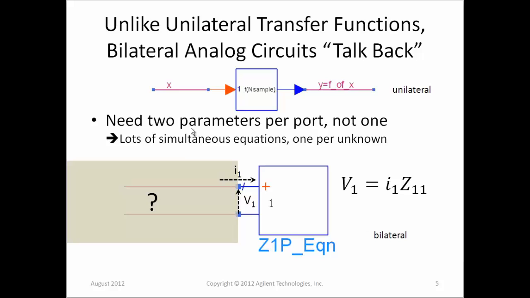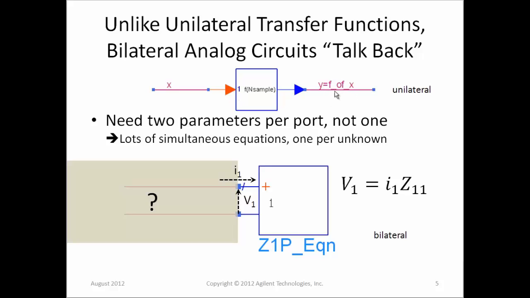Now, one of the things that people who studied logic find quite tricky about S-parameters is that they're bilateral. They're not like unilateral transfer functions that you get in logic blocks or in C code, where you pass an input into the block and you get an output.